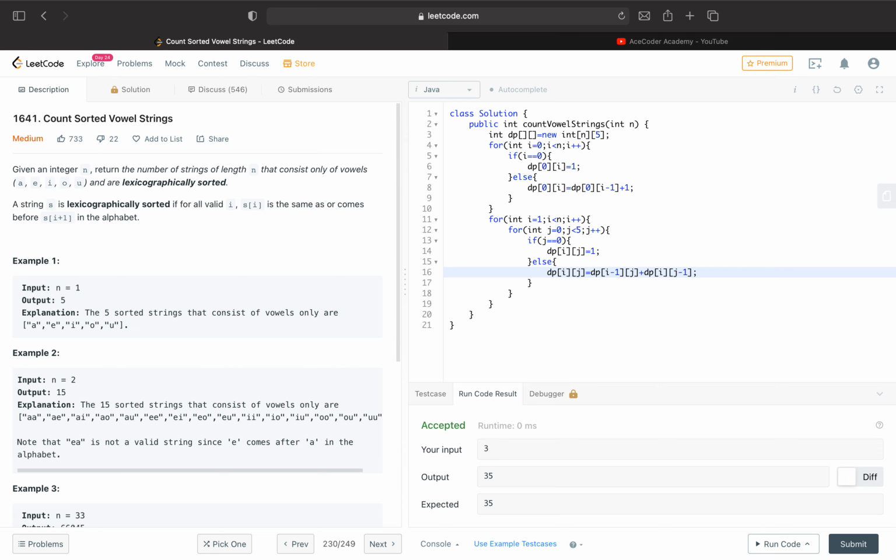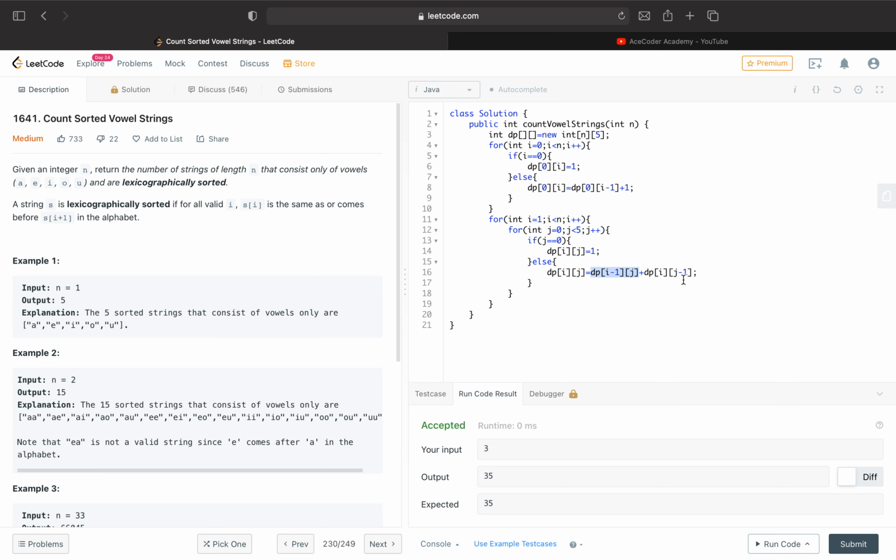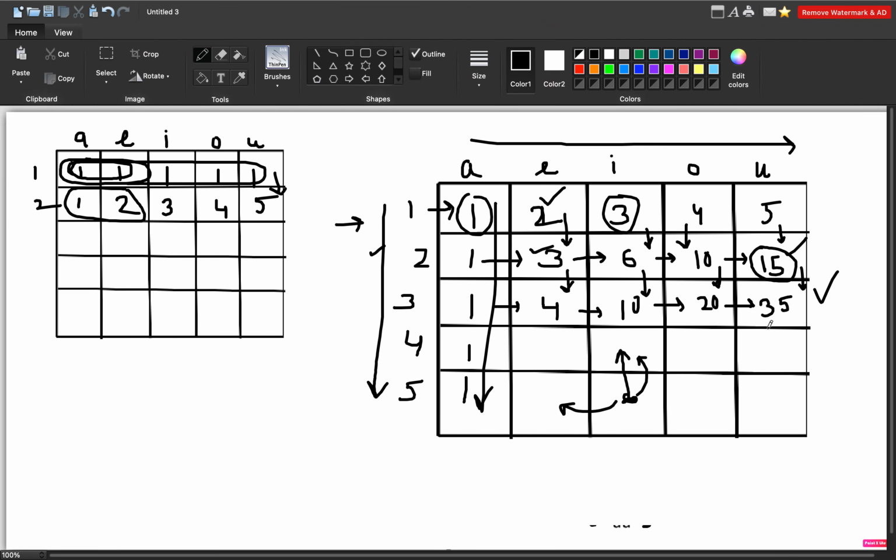Let's see what we have done. We did dp of I minus 1 of j, which is basically if we are here, then we require the sum from here, which is I minus 1, basically the previous row, and we require the same row and the previous column, which is I of j minus 1. So that is what we did. So the sum of these two, and now we will be just returning dp of n minus 1 and 4, which is this particular value, in case n was 3. So yes, this value we are returning.